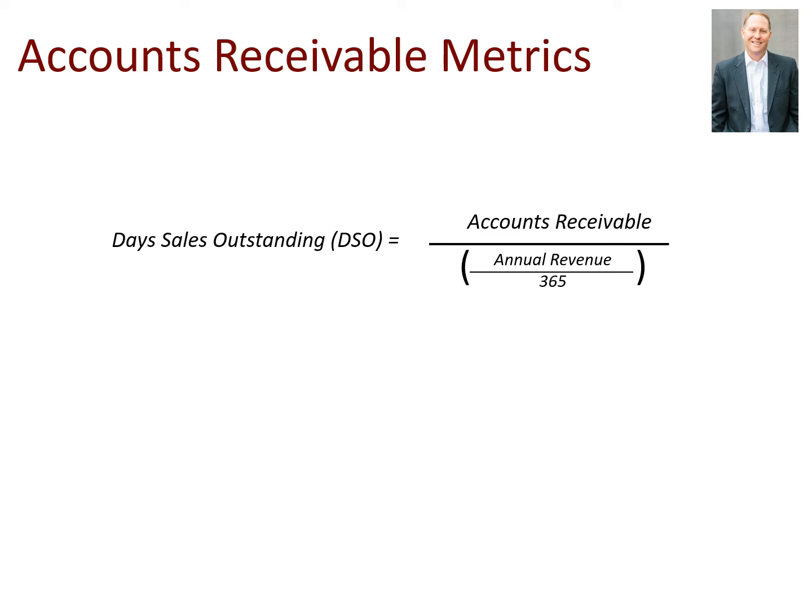And then we're going to divide that number into our current accounts receivable. When we divide that in, that's going to tell us right now, on average, when we sell something, how long it is before we collect it.